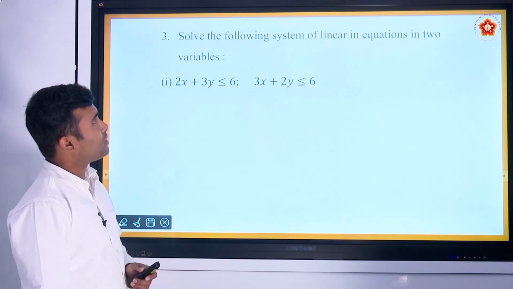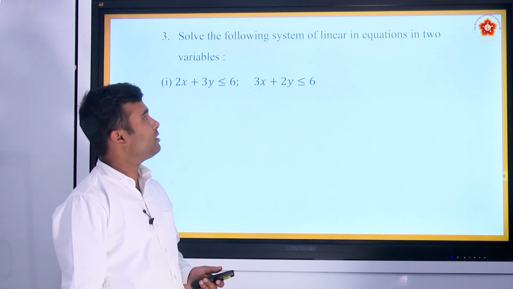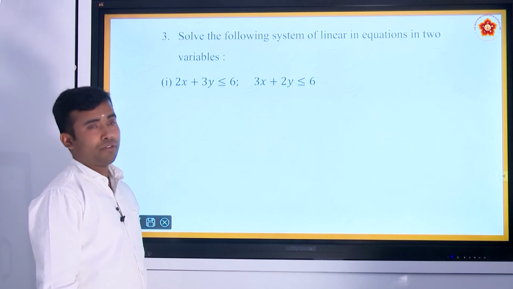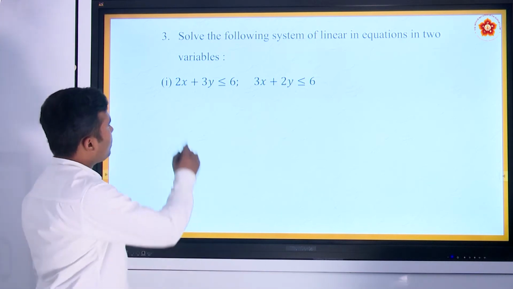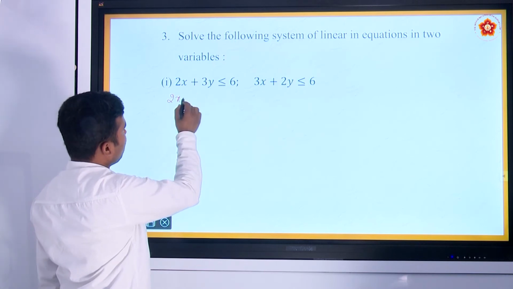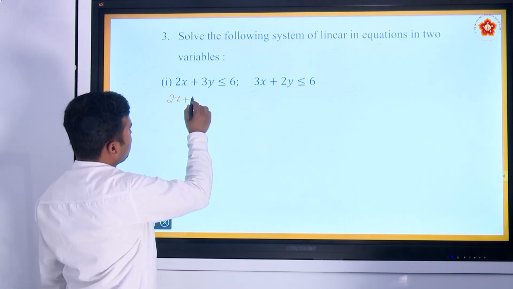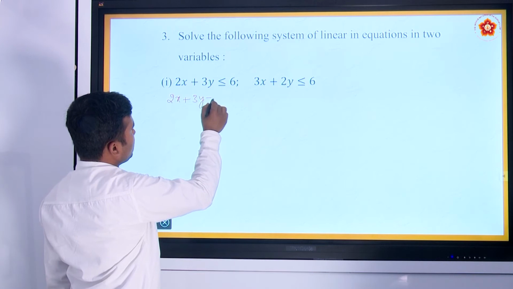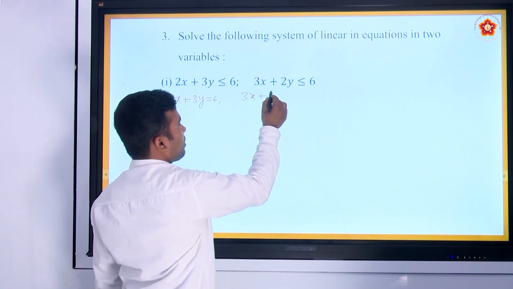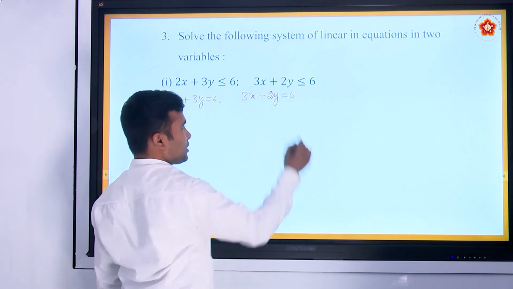Solve the following system of linear inequalities in 2 variables. Just now we solved 1 variable, but now we have to take 2 variables. So now I am going to write the given inequality. You just remove the inequality sign here. So then it becomes 2x plus 3y is equal to 6. For the other one, you have to do the same thing. 3x plus 2y is equal to 6.